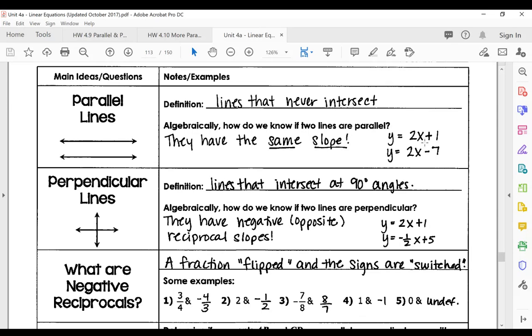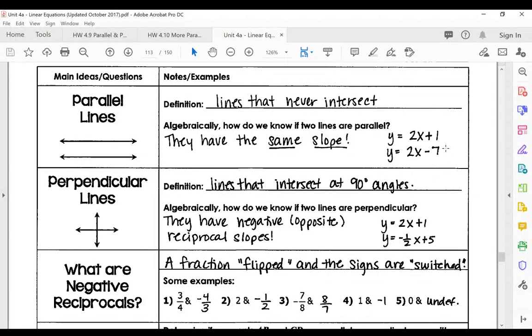For example, if we have the equation y equals 2x plus 1 and y equals 2x minus 7, we know that both of these lines have a slope of 2 and they have different y-intercepts. So they're definitely two different lines, but they will be parallel.